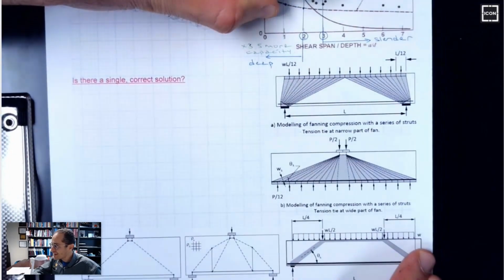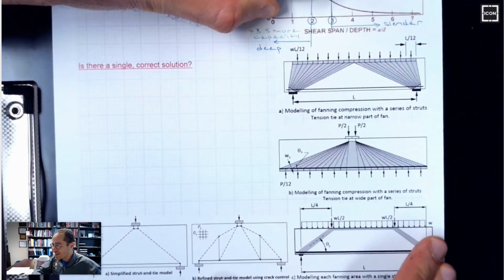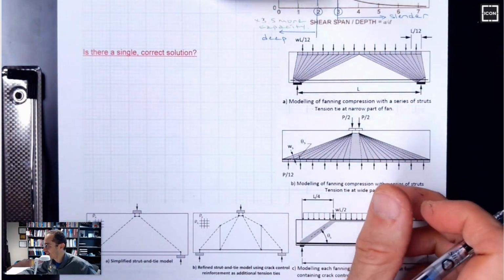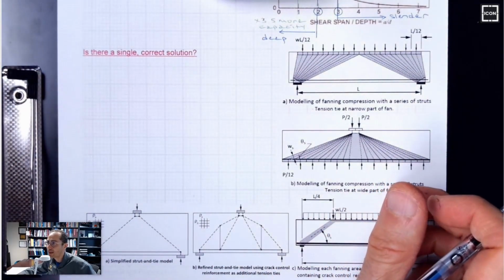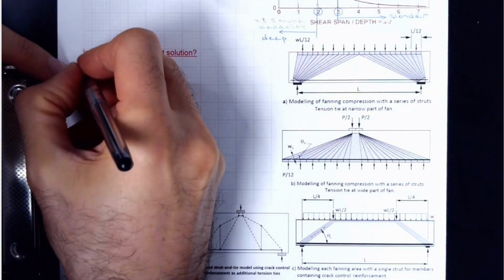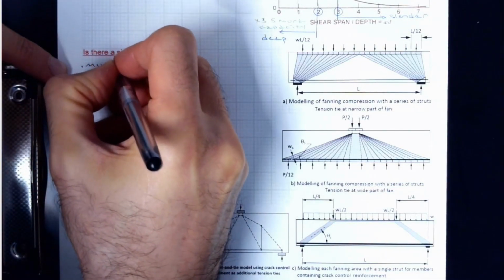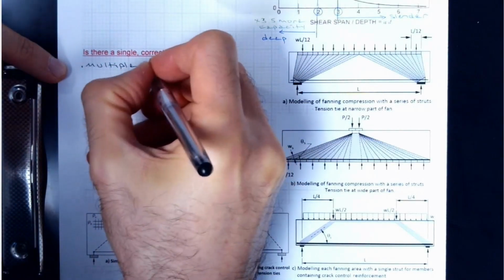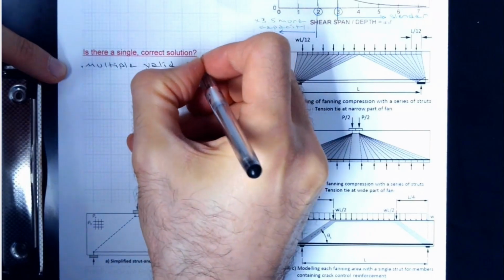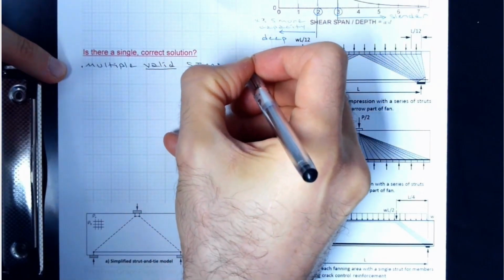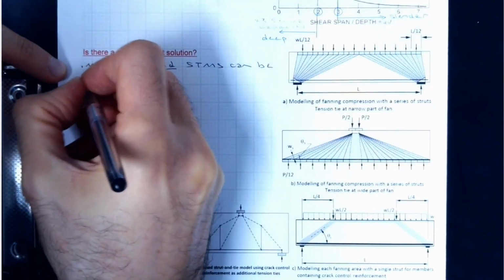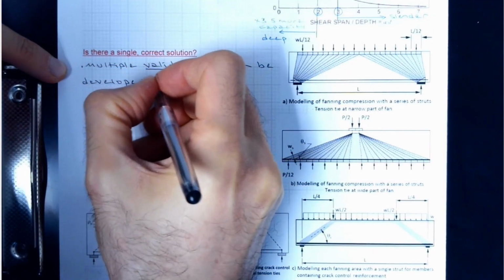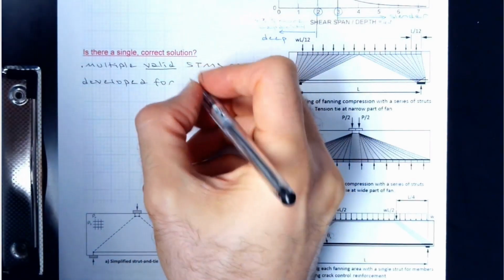The other one is, I get this question a lot, because you can create more than one model for the same problem, and people ask how that's possible. Say multiple valid, of course I'm talking about valid, STMs can be developed for the same problem.